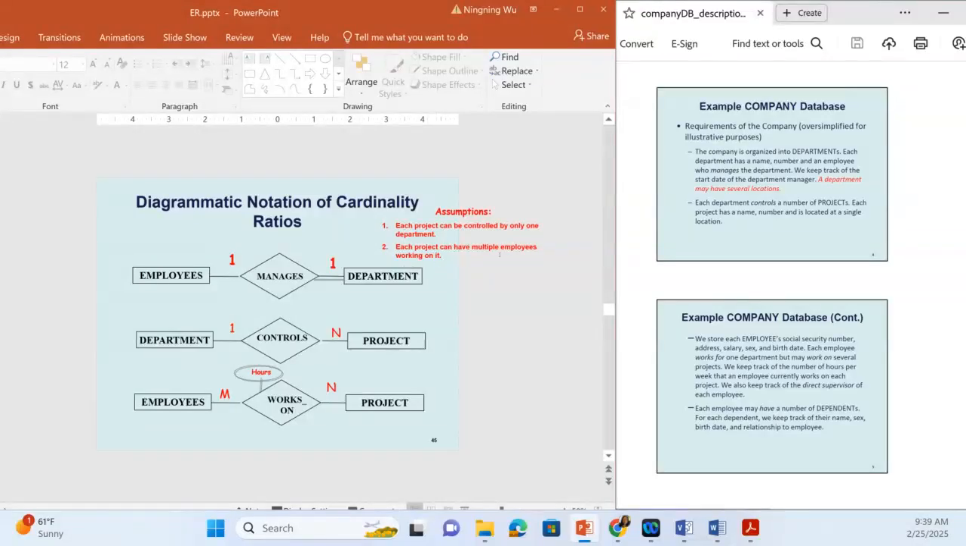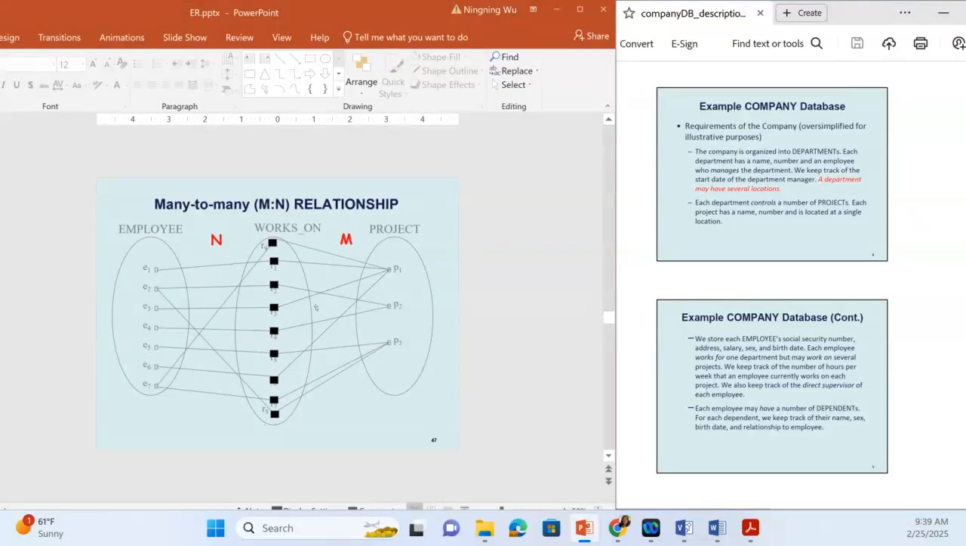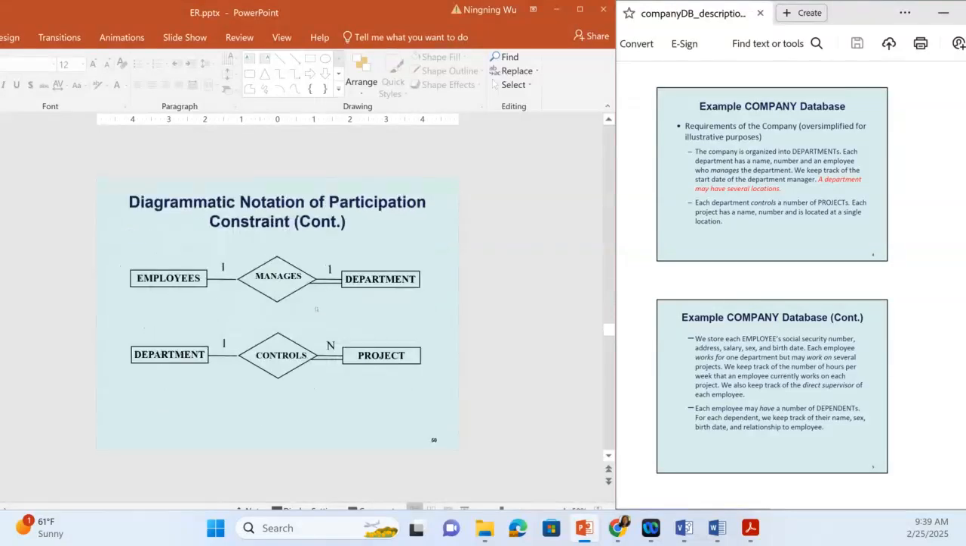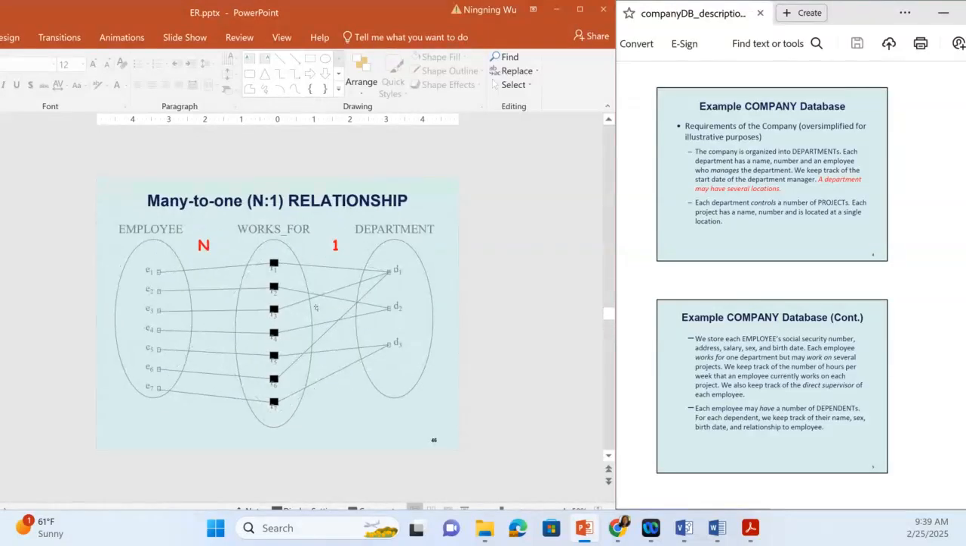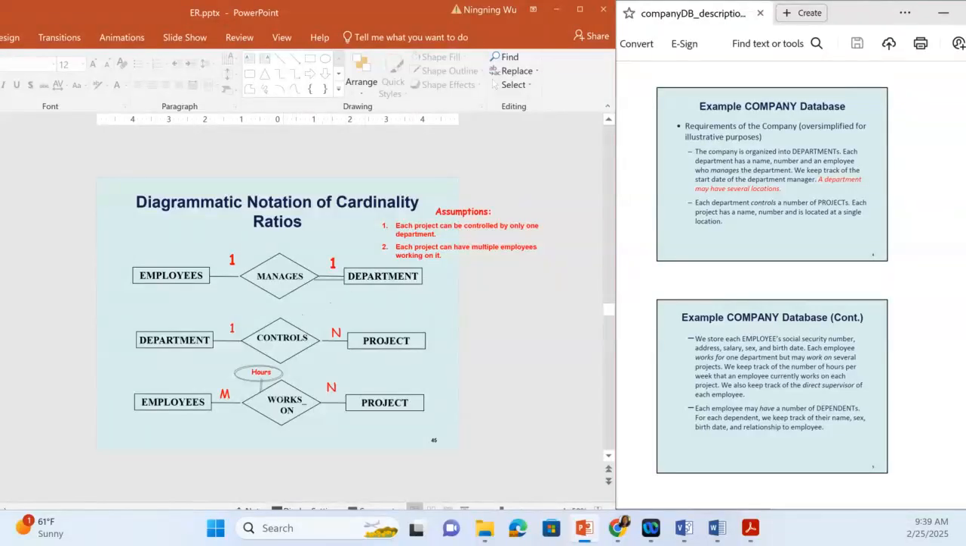Then each project can have multiple employees working on it. I think we don't have this one. Do we have another one? Yeah, the works-on relationship, I think. Each project, exactly. So that's representing this M.